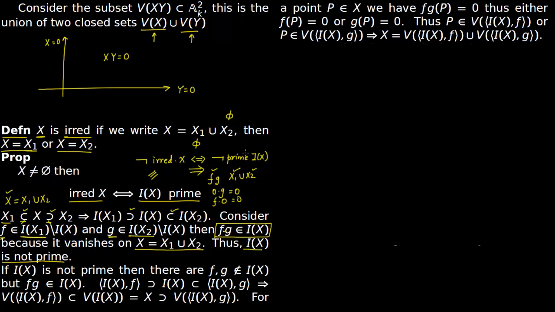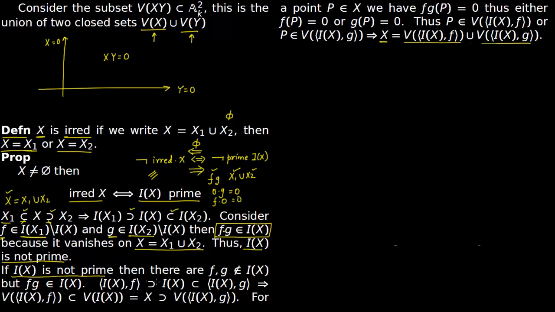Now in the other direction, I of x is not prime, and this will imply x is not irreducible. So we are going to show that if I of x is not prime, we will end up with this algebraic set x having a proper decomposition into two algebraic sets. So that is the vanishing set of some ideal union the vanishing set of another ideal.